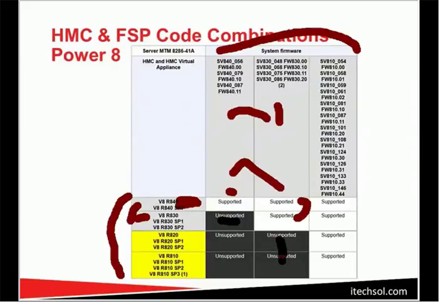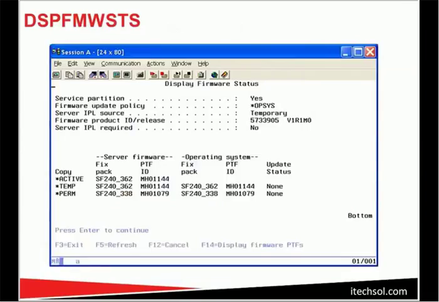So again, you've got to keep track of these, and there's a combination for Power 8, Power 7, Power 6, Power 5. They're all out there, and you're going to need to just pull one for your machine. Now, some people say, well, how do I know what version of firmware I'm at? Well, you can use the display firmware status command, and it will tell you right off the top what version of firmware I'm actually running.